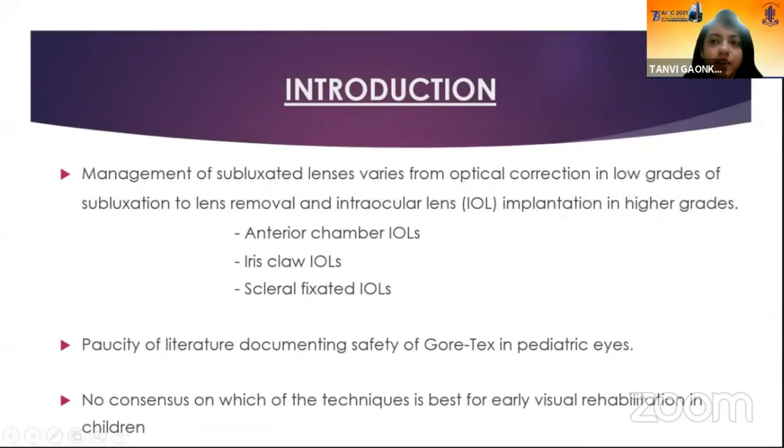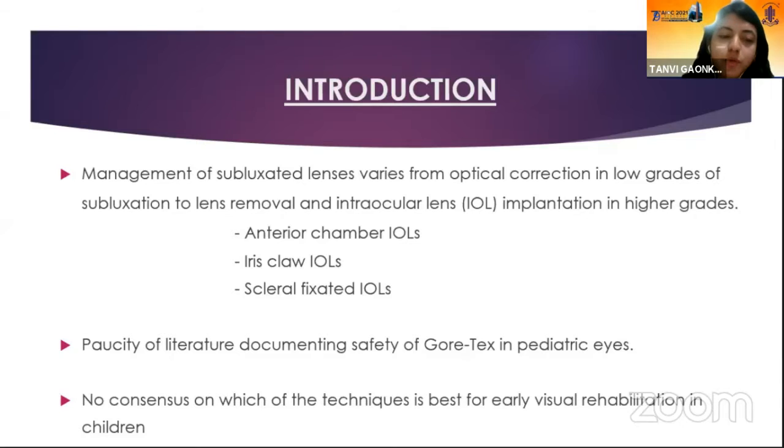So the management of subluxated lenses varies from optical correction in low grades of subluxation to the removal of the lens and intraocular implantation in higher grades. Following lens removal, the management of resultant aphakia could be either by anterior chamber IOLs, iris claw, which could either be prepupillary or retropupillary, and scleral fixated IOLs, which would either be sutured or sutureless.